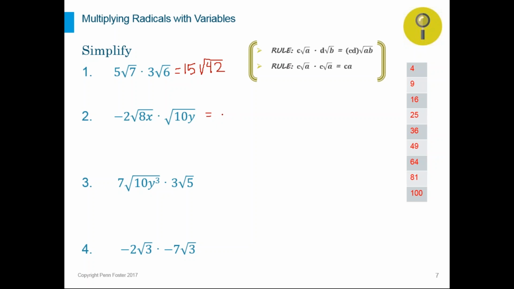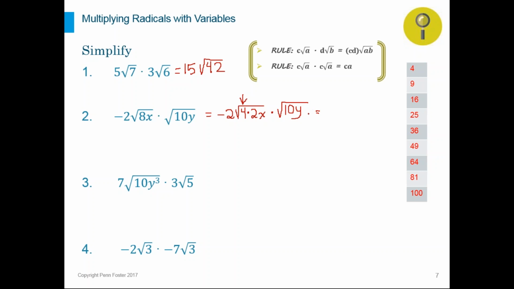So what I'm going to do is rewrite this as negative 2, the square root of 4 times 2x times, well, 10 doesn't have any perfect square factors, so it's going to stay the same, 10y. All I have done here is rewrite everything so I get to see the perfect square factor for the 8. Now, let's apply the square root only for the 4, because it's the only one that I can calculate the square root for.